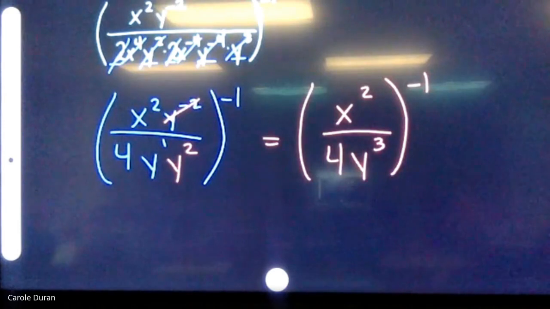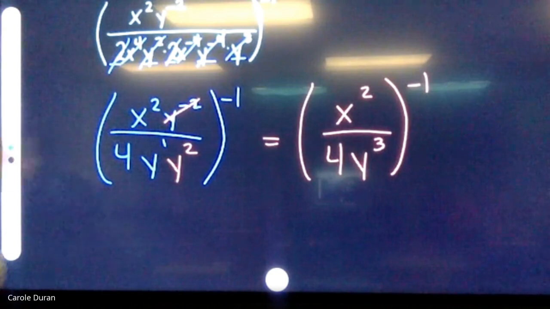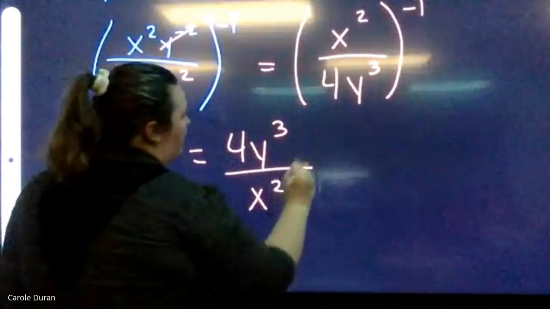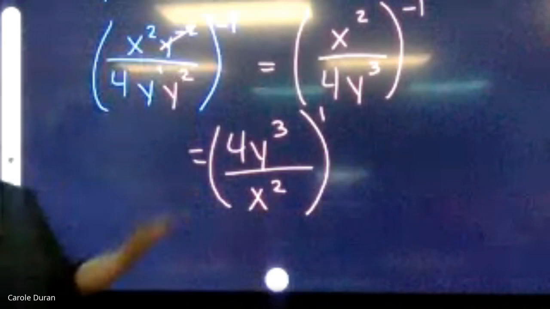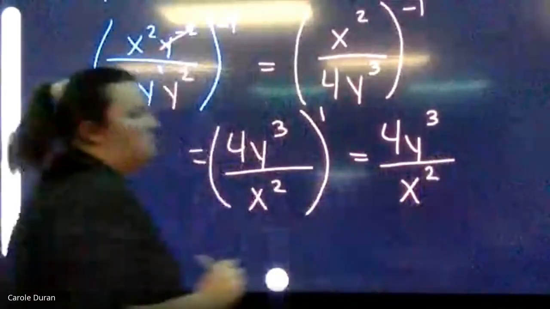So then my last step, since I've simplified on the inside, is to address the exponent on the outside. What is that exponent? -1. So this is very unique when I have a fraction on the inside. It means everything from the numerator is going to move to the denominator, and everything from the denominator is going to move to the numerator. So my fraction is literally going to flip over. So then this becomes 4y cubed over x squared, all raised to the +1 power, which is just 4y cubed over x squared. And then I'm done.